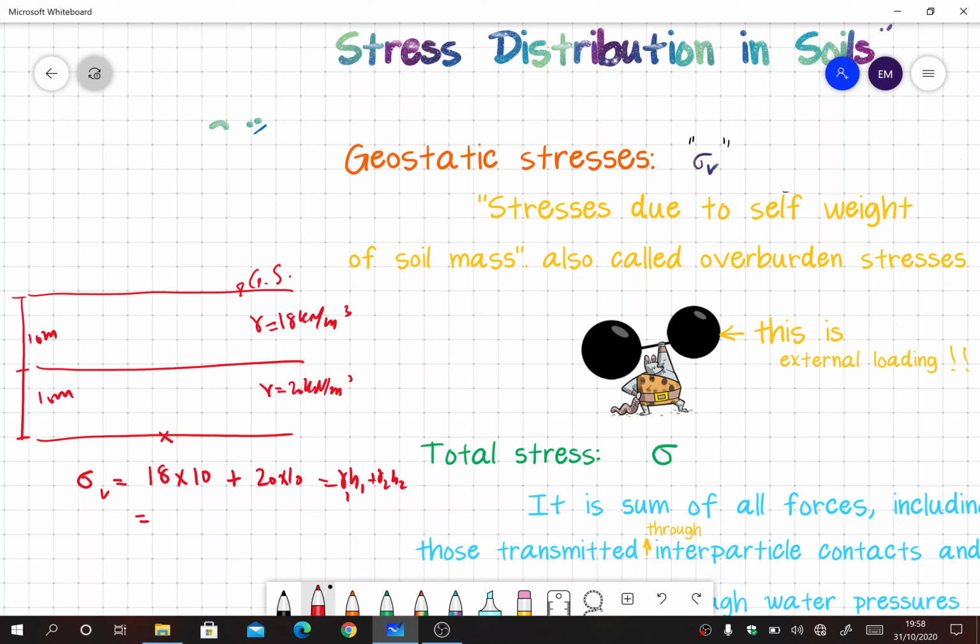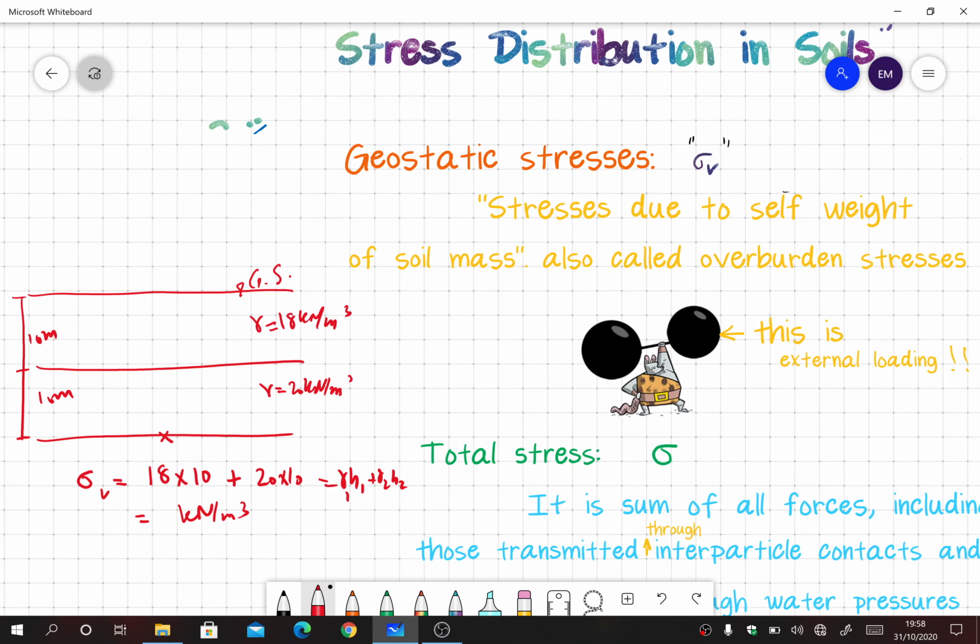The answer that we get here in kilonewton per meter square will be the overburden stresses due to the self weight of soil. You see that there is no load coming from external loading, and by external loading I mean any house or any structure that is built on top of the ground surface. This is only due to the self weight of the soil, and we have been doing this example previously when we were discussing the settlement analysis in our Geotech 1 course.